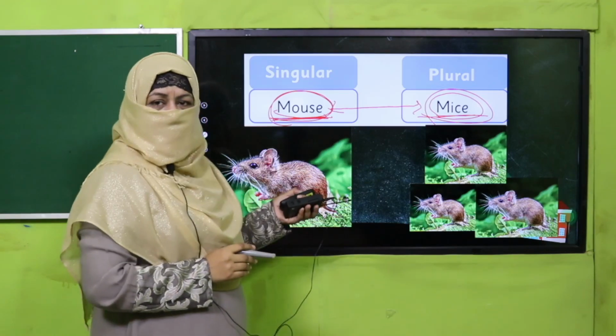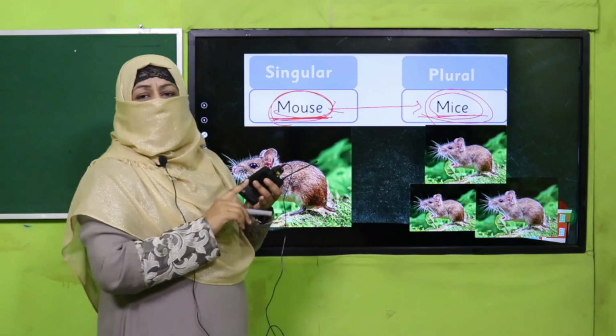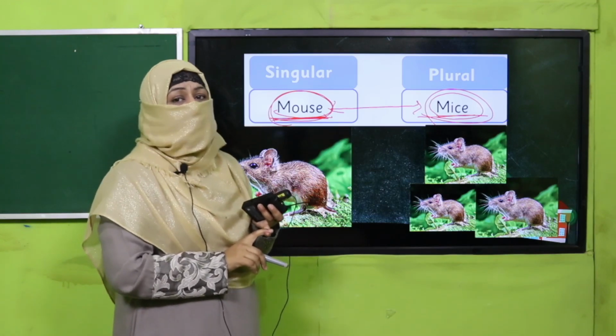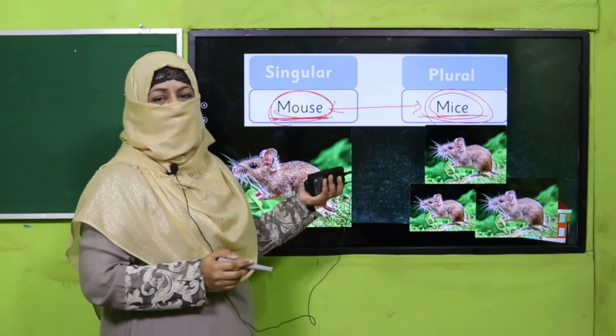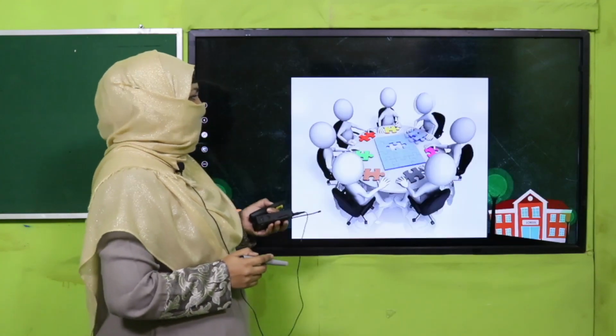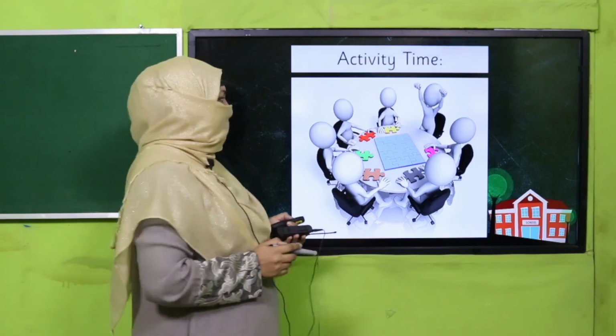Are you clear with the concept? What are irregular nouns? The nouns which cannot be made plural by adding s or es, the spellings are different and we have to learn it. This is what we are going to do. So let's practice it through an activity.